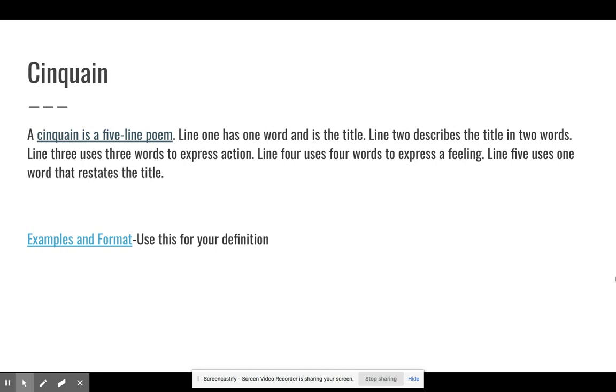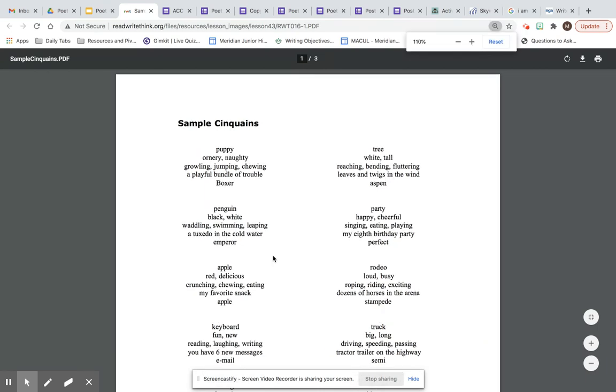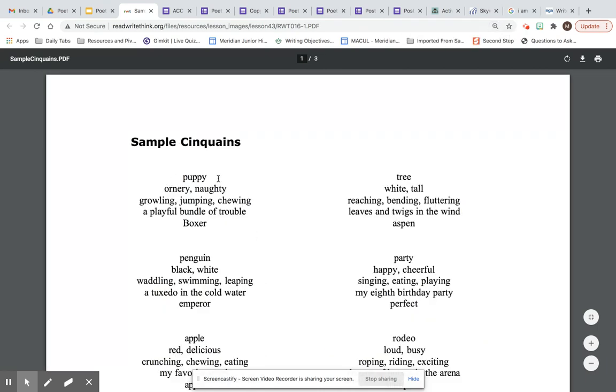So we have 1, 2, 3, 4, 1, which makes 11 words total. Okay, so here are several examples I can show you. Remember, we have our title for our topic on line 1. Then we have some words that are going to describe that. Then we have some action words, and then some kind of emotion, and then another word that relates back to the title. So for the first one: puppy, ornery, naughty, growling, jumping, chewing, a playful bundle of trouble, a boxer. Okay, so these are very short and simple, sweet, and easy.